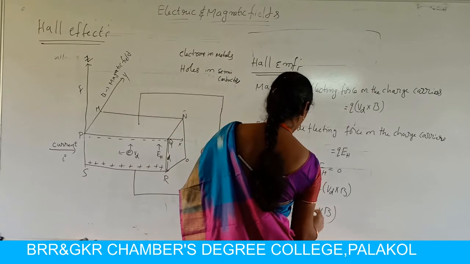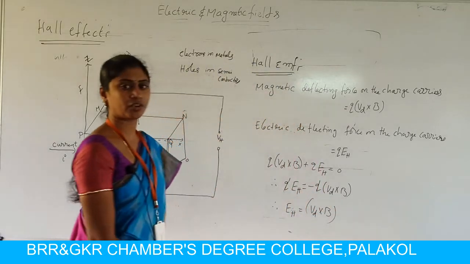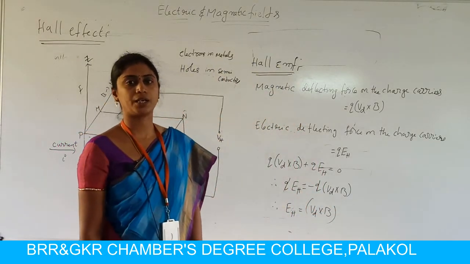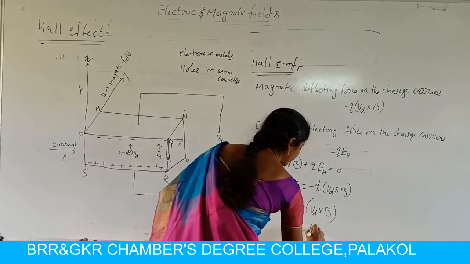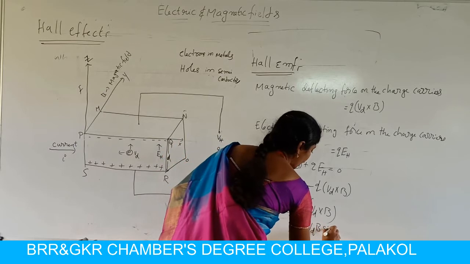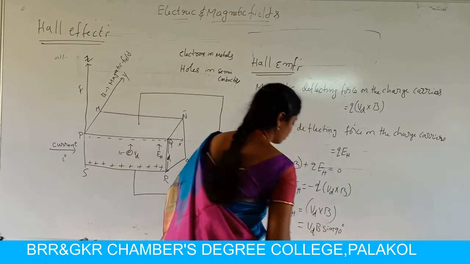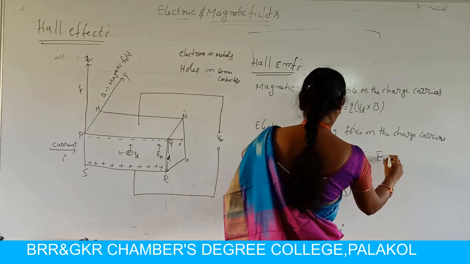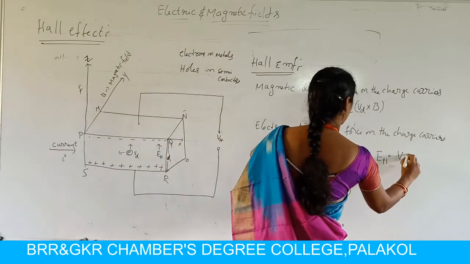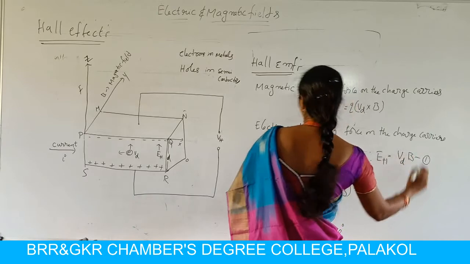Here, v_d cross B is nothing but the cross product of the drift velocity and the magnetic field, which are perpendicular to each other, hence the angle made by them is 90 degrees. We can write v_d B sin 90 degrees. The value of sin 90 we know, which is 1. Then the Hall created electric field is E_H equal to v_d B. This is treated as equation 1.